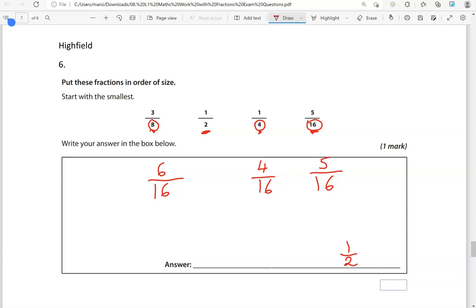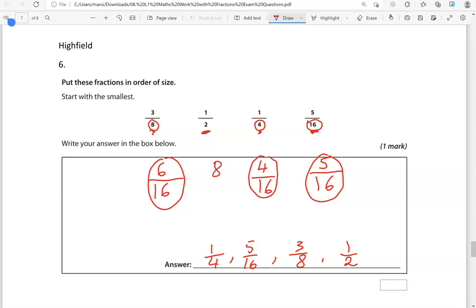So now we can easily compare. So which one of these is the smallest? That's 4/16, which is a quarter. And then comes 5/16, which is written as 5/16 here as well. And then we've got 6/16, which is written as 3/8. And then finally the half, which is 8/16.